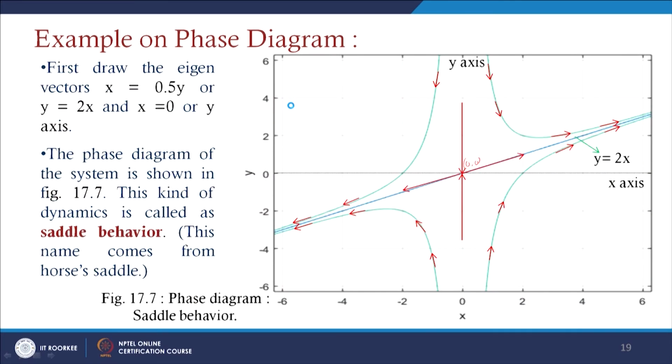So, that is why these values are taken away from this point along the x axis. If you analyze the phase diagram of the system, this kind of behavior is called saddle behavior. This comes from the horse saddle if you see this diagram. Especially along the y axis, these points are forced towards the point 0 0, but are taken away since the x axis represents the positive eigenvalue.